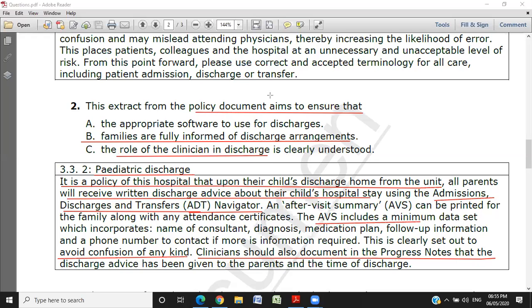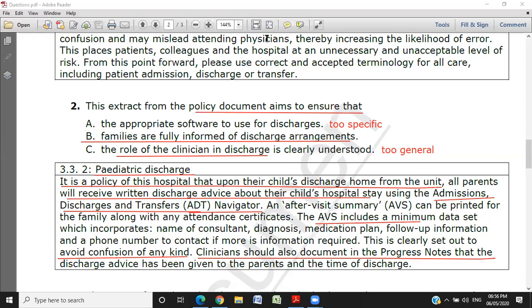So sometimes what may happen is the answer choices in the reading part B will be wrong because sometimes they are too specific. When I say too specific, it means they only deal with one aspect of the text. So the text does talk about a software to be used, but the whole text purpose is not just the software. Similarly, some answer choices can be too general. So here it says role of a clinician in discharge. Now, if you talk about role of a clinician in discharge, it is a very vast topic, isn't it?